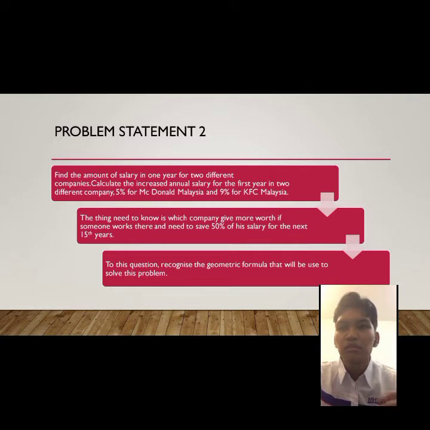So for the problem statement, we find the amount of salary in 1 year for 2 different companies. We calculate the increased annual salary for the first year in 2 different companies, 5% for McDonald's Malaysia and 9% for KFC Malaysia. The thing we need to know is which company gives more if someone works there and needs to save 50% of his salary for the next 15 years.